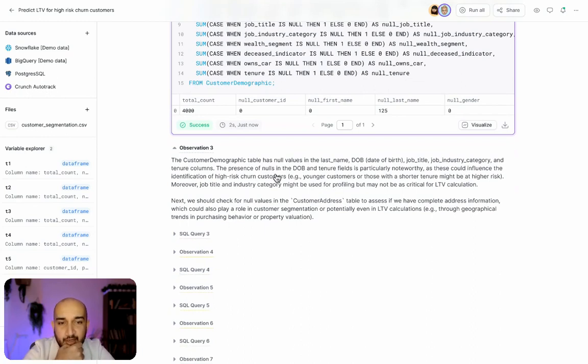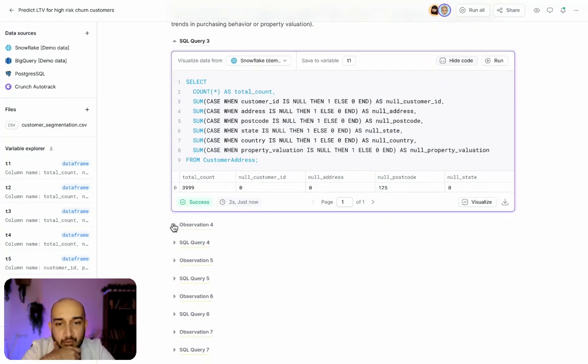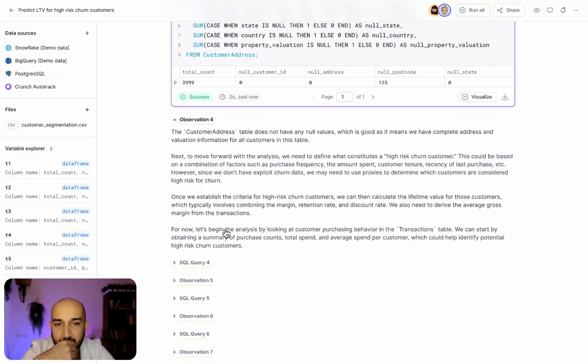The presence of nulls is particularly significant, as this would influence the identification of high risk churn customers, as I was predicting. When you are doing customer segmentation, you may want to say that younger customers, or those who have shopped for a shorter time, are probably more at risk. So with date of birth missing, it could become a problem. But then it still says, okay, we are going to do a null analysis on customer address. Cool. We'll just move forward. It doesn't have any null values.